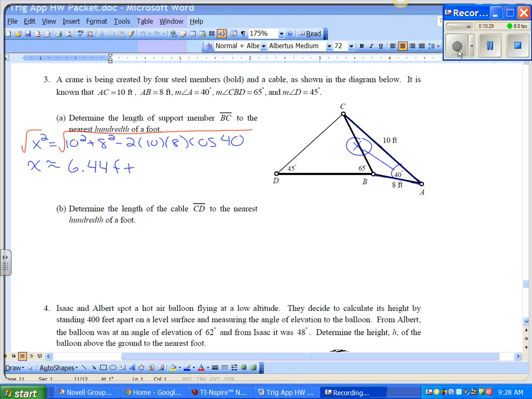Okay, what did you use? Law of sines, what'd you get? 8.25. Good. So B over sine of 65, and I called this A, but that's okay, equals 6.44 over sine of 45. When we cross multiply and solve, we get B to be approximately 8.25 feet.